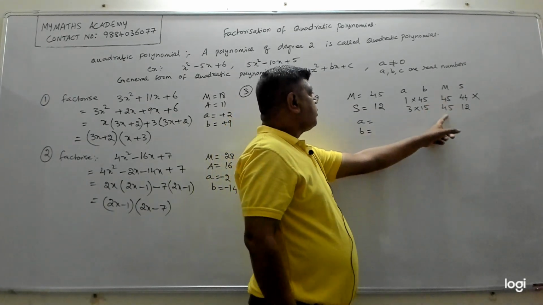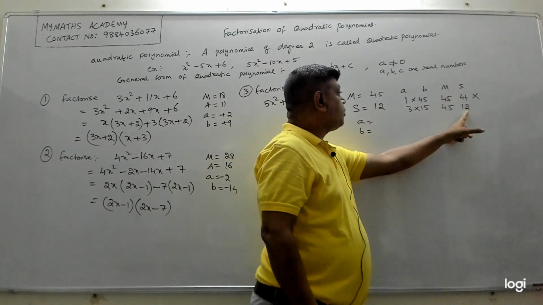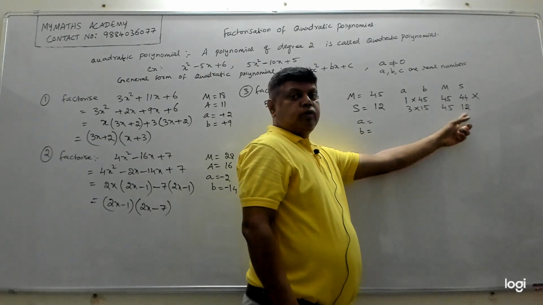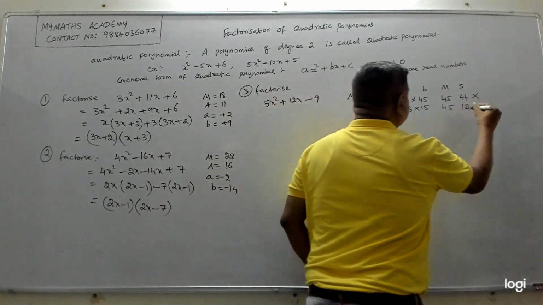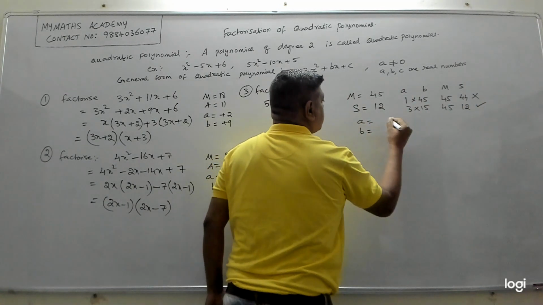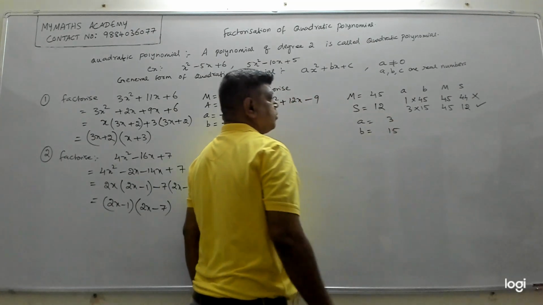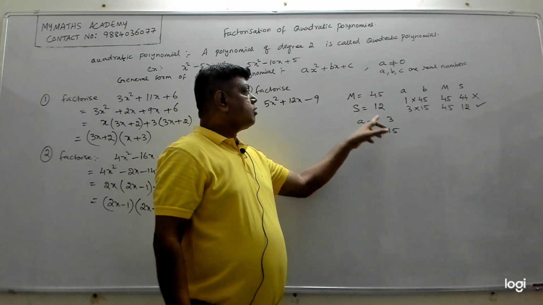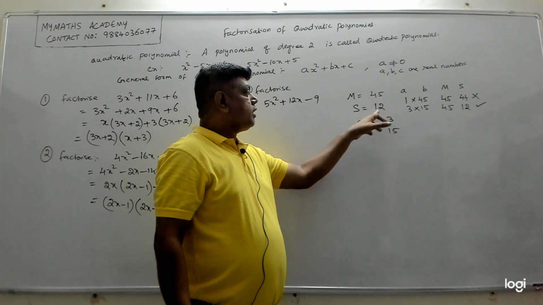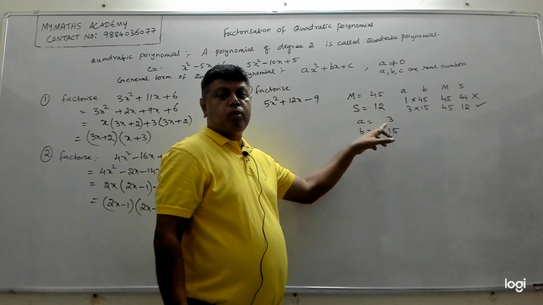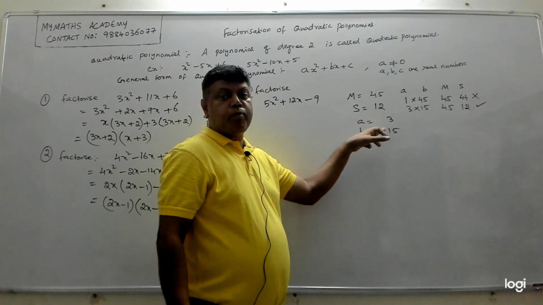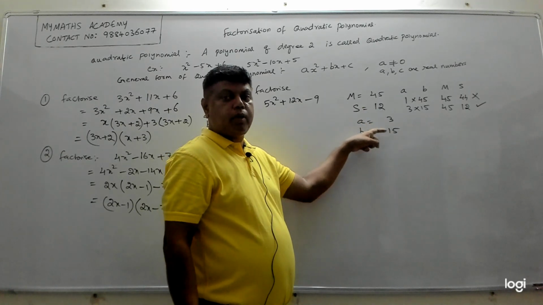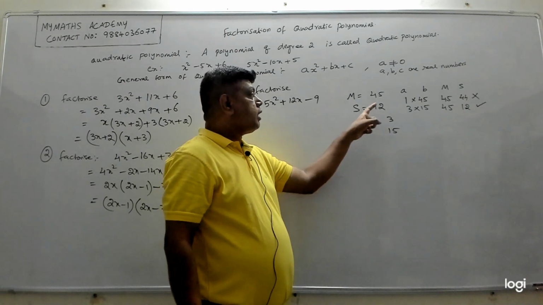So m is 45, matching here, and if I subtract, I should get 12. I'm getting it here. So this is the right answer. So the numbers are 3 and 15, because 3 into 15 gives me 45, and 15 minus 3 gives me 12. When I multiply the two numbers, I am getting 45. The same two numbers, if I subtract, you subtract the bigger number minus the smaller number, 15 minus 3, I am getting 12.